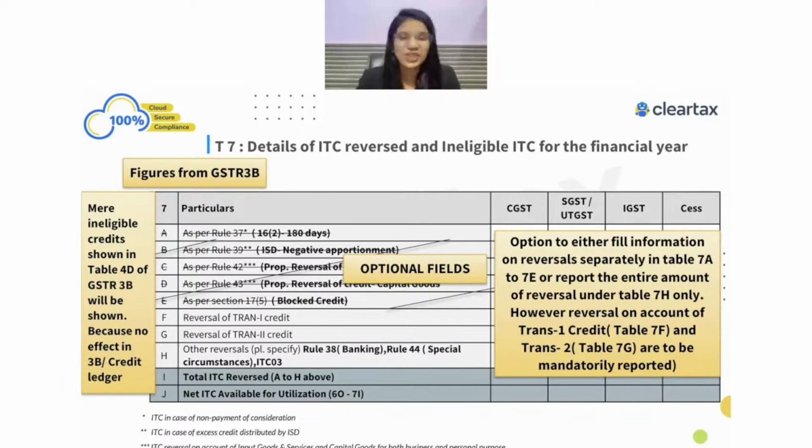We were talking about table number 6 and table number 7. We said that in table number 6, we are just talking about whatever ITC we have claimed in GSTR-3B. That ITC could be related to the current year, and it could also be related to some previous year, which we have claimed in the 3B for FY 21-22. So all that information will come in table number 6. And when we talk about table number 7, we said whatever ITC we are reversing, whatever ITC we reverse because of maybe rule 37, 39, all that information.